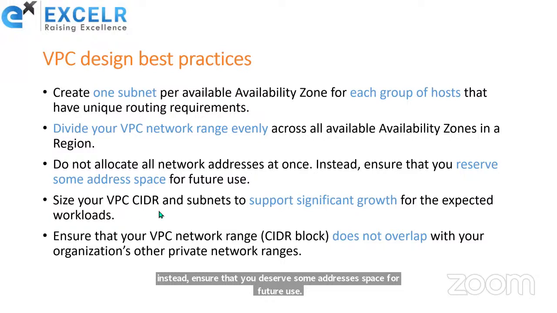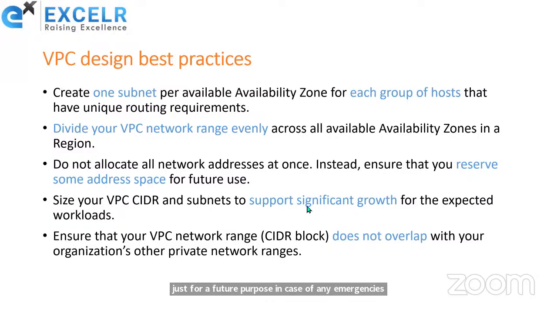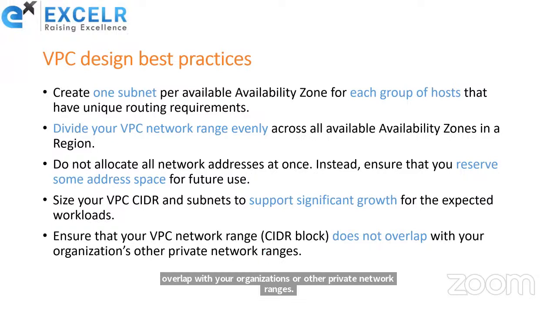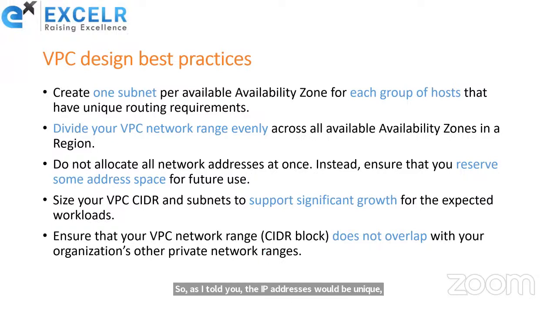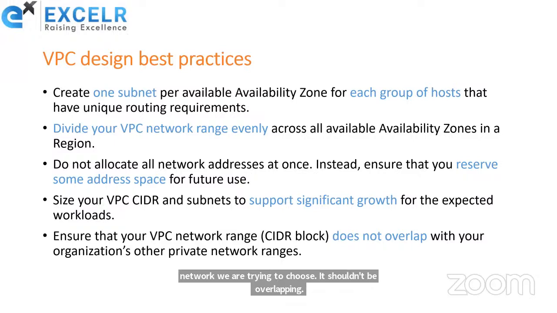Size your VPC CIDR and subnets to support significant growth for the expected workloads. Ensure that your VPC network range does not overlap with your organization's or other private network ranges. As I told you, the IP addresses should be unique. An IP address assigned to one network cannot be assigned to another network because there will be an overlap. So we need to make sure the CIDR block we choose shouldn't be overlapping.